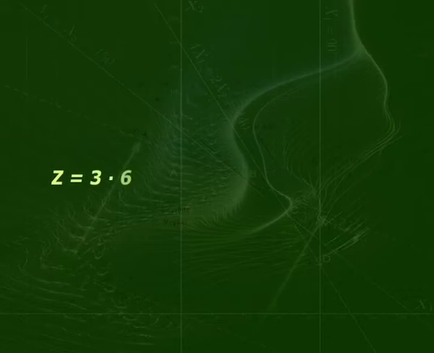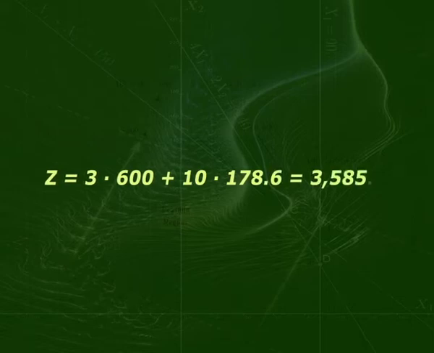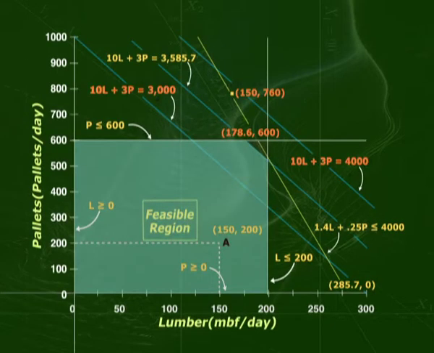The best value of the objective function is obtained by plugging the values of the variables at this corner into the objective function. Z is equal to 3 times 600 plus 10 times 178.6, which gives us 3585.7. The daily net revenue with this production strategy will therefore be rupees 3585.70. This value of the objective function, 3585.70, gives a line that just touches the feasible region at the point 178.6, 600. This line is shown in the figure on the screen.